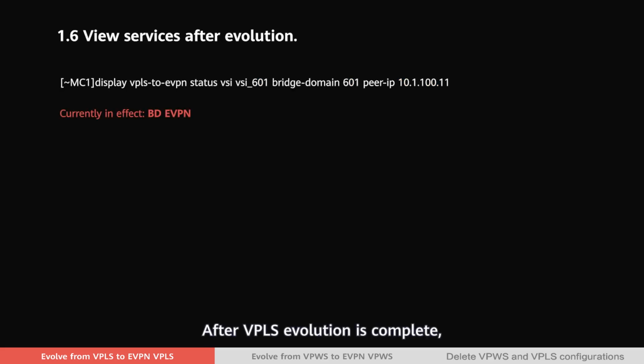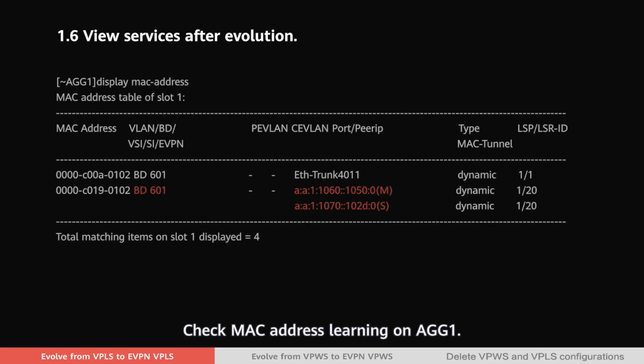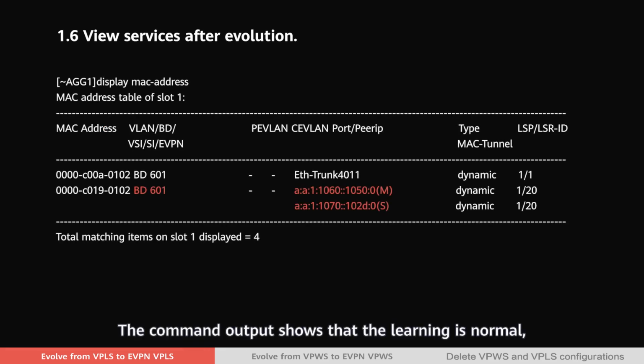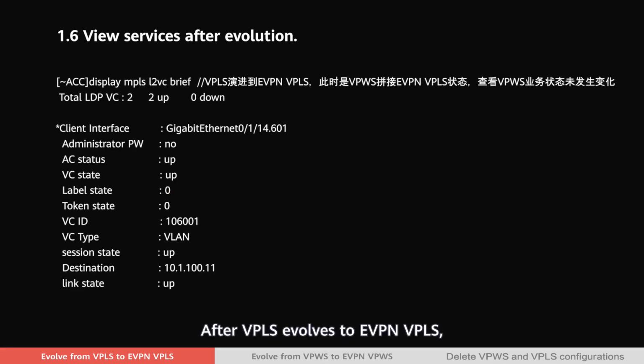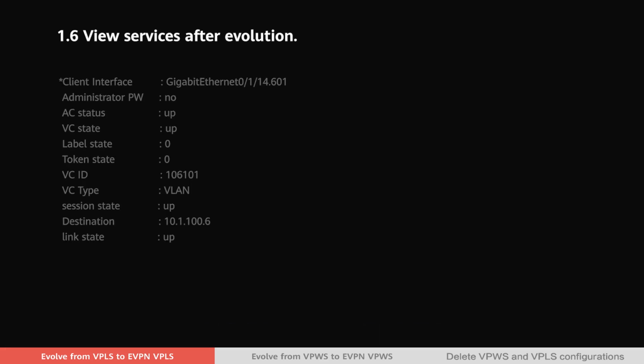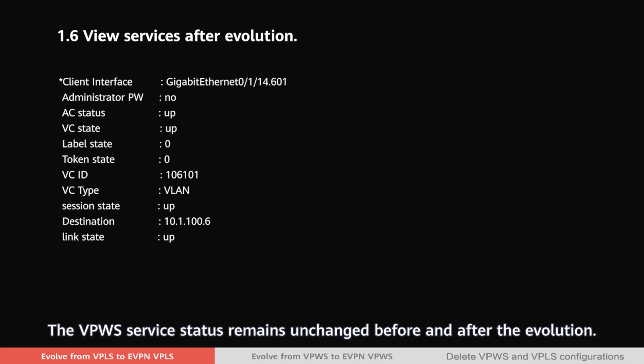After VPLS evolution is complete, you can find on MC1 that services have been switched to EVPN VPLS. Check MAC address learning on AGG1. The command output shows that the learning is normal, the newly created BD is displayed, and peer IP is SRv6 VPN SID. After VPLS evolves to EVPN VPLS, VPWS interworks with EVPN VPLS. The VPWS service status remains unchanged before and after the evolution.